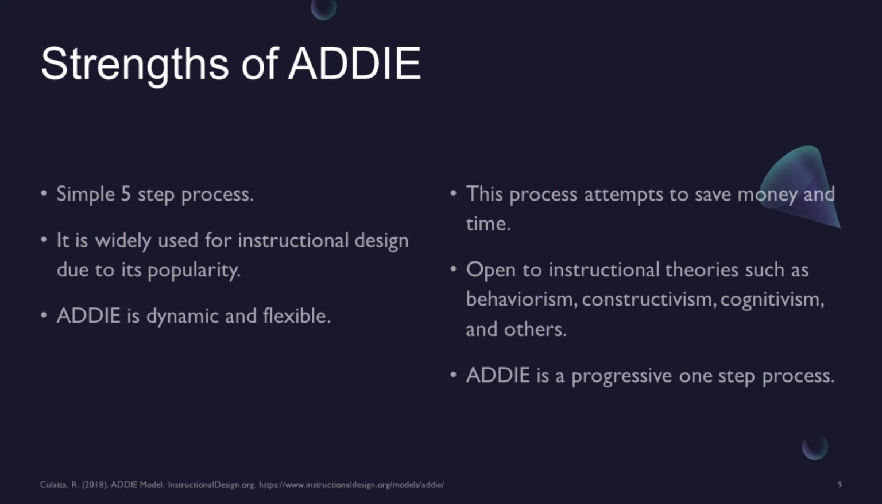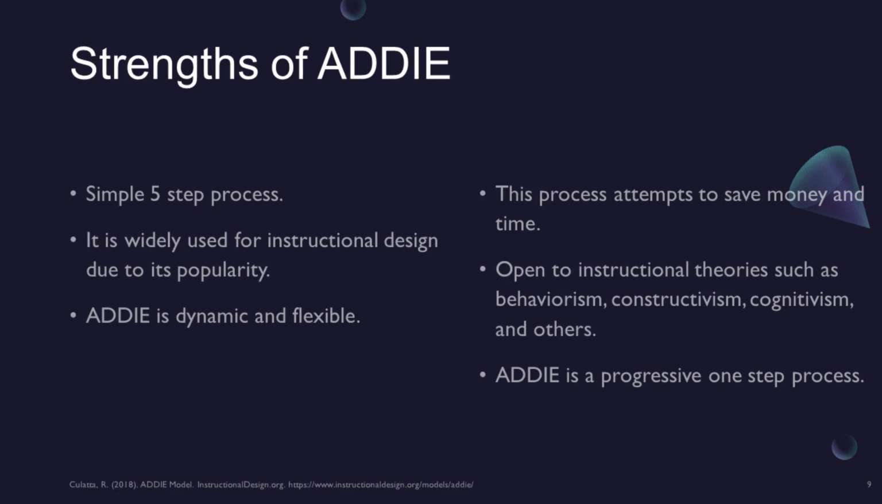ADDIE has an abundance of strengths. It is a simple 5-step process. It's widely used for instructional design due to its popularity. ADDIE is dynamic and flexible. This process attempts to save money and time. It is open to instructional theories such as behaviorism, constructivism, cognitivism, and others. ADDIE is a progressive one-step process.